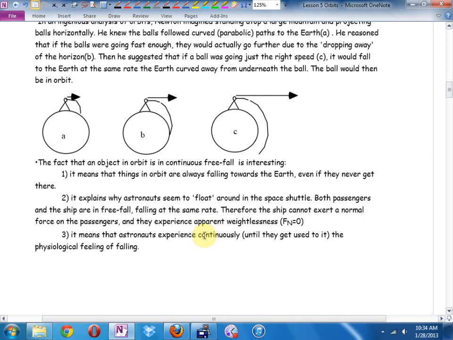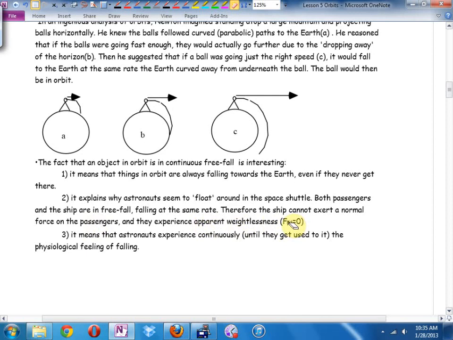So this means that things in orbit are always falling towards the Earth, even if they never get there. It explains why astronauts seem to float around in the space shuttle or in the space station. Both passengers and the ship are in free fall. They're falling at the same rate, so the ship can't exert a normal force on the passengers. And hopefully I've gone on enough of a rant the past few days that you've realized that what you guys think of as gravity is not, it's the normal force pushing up against you. And if we remove that, you feel weightless. In fact, we call that apparent weightlessness. That's when the normal force is 0.